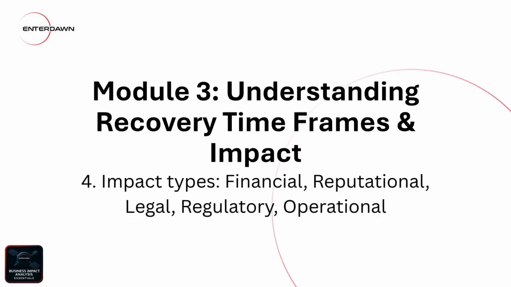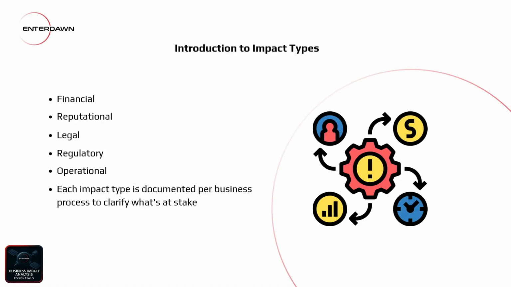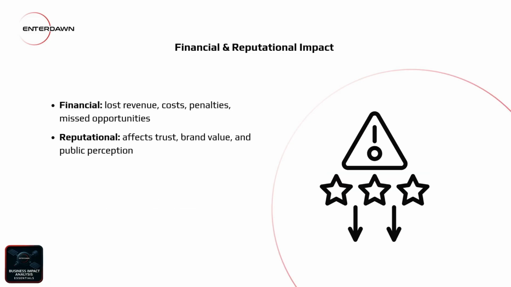We've made it to the final section of Module 3, Impact Types. In this section, we'll break down the 5 core impact types assessed during a business impact analysis: financial, reputational, legal, regulatory, and operational. Each of these impact types should be documented alongside every business process identified in the BIA. This helps clarify what's at stake if that process is disrupted. Now let's unpack these impact types to get a better understanding of their value to the organization.